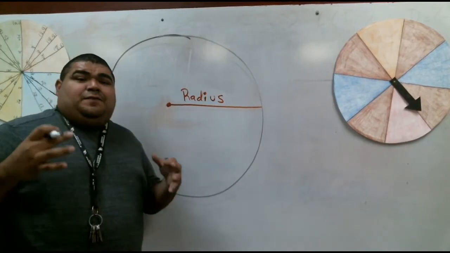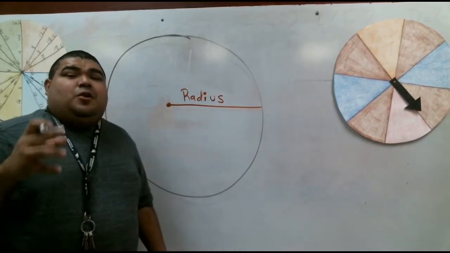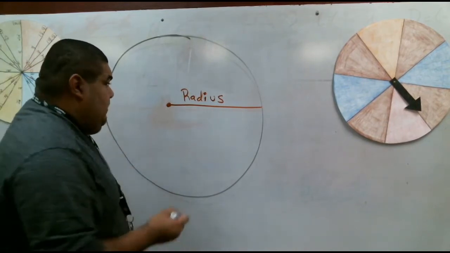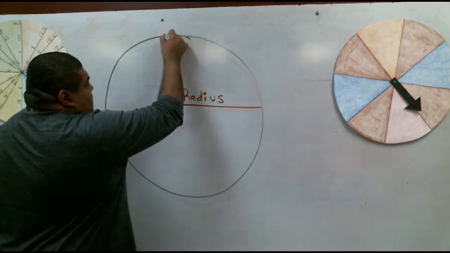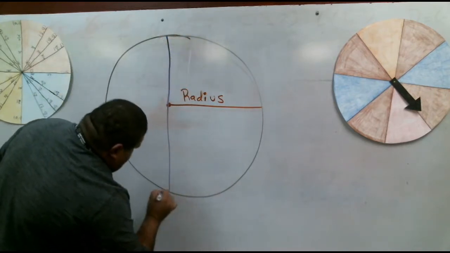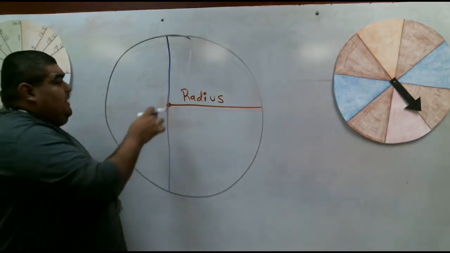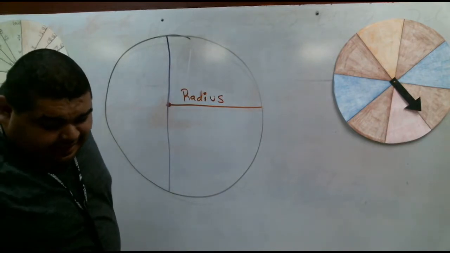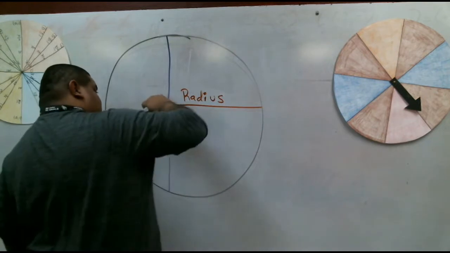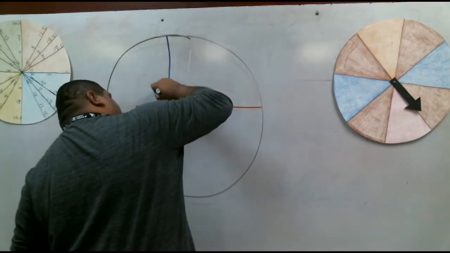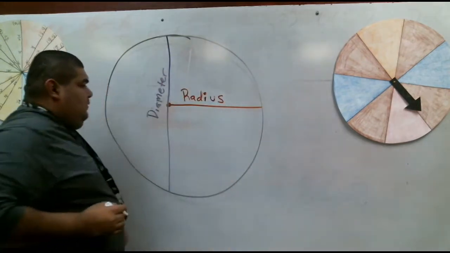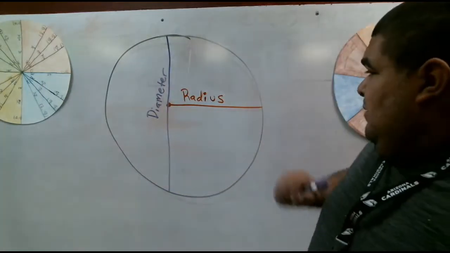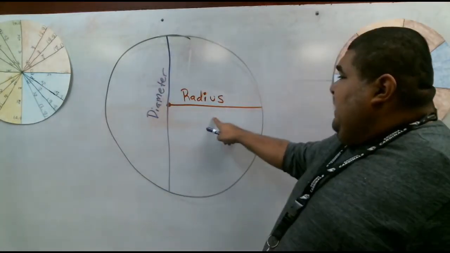Now, if we make a complete line that goes from one edge to the other, but it passes through the center, notice how it passes through the center. It went from one edge all the way to the other. It is called a diameter. So we have a diameter. Now, we have two parts of the circle already in there. We have the radius and the diameter.